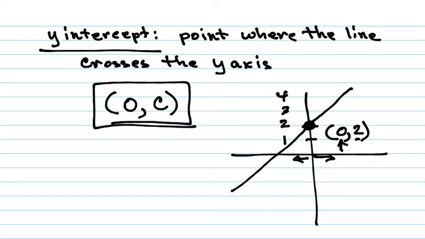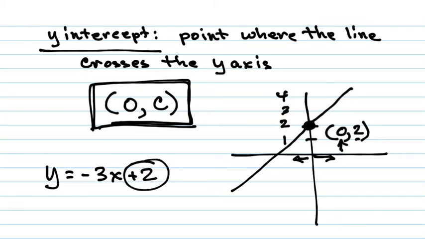So if I just say, what is the number for the y-intercept? That's just plain old c. But if I say, what is the coordinate for the y-intercept? That's (0, c), and close the bracket. Do you see the difference? Okay. So, y equals negative 3x plus 2. What is the y-intercept? Positive 2. And make sure you include the sign. What would the coordinate be? (0, 2).